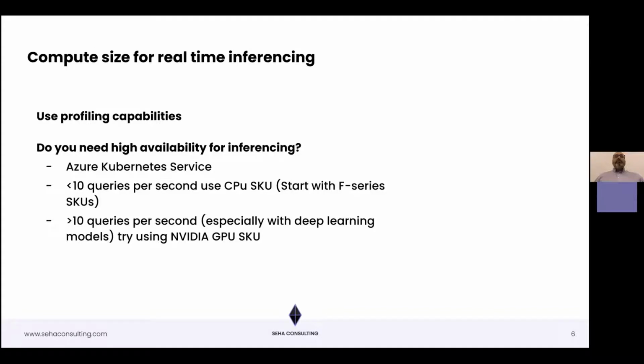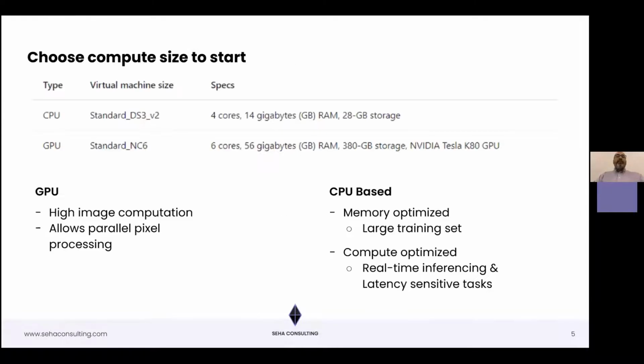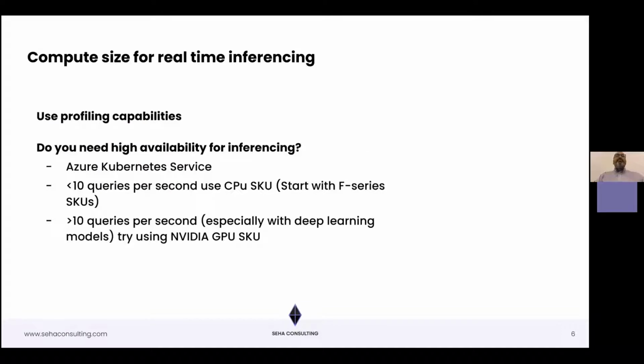And the general rule is if you have less than 10 queries per second, you use a CPU SKU, an F-series SKU, which is a lower grade. But if you have greater than 10 queries per second, Microsoft recommends, especially with deep learning models, using the GPU SKU. So we talked earlier about when you would use CPU versus GPU. These are recommendations coming directly from Microsoft, depending on how many queries per second you're getting.